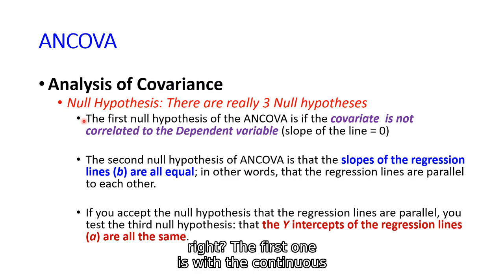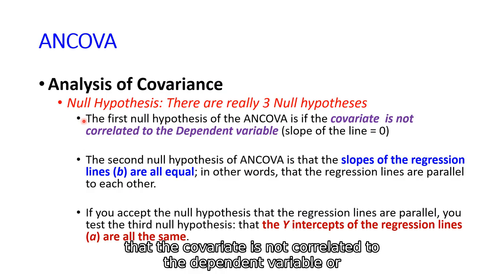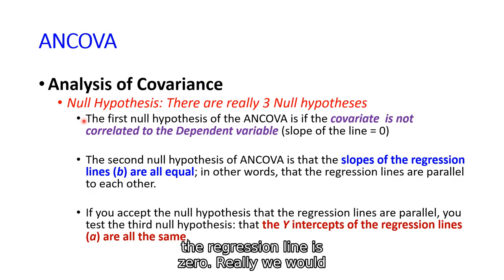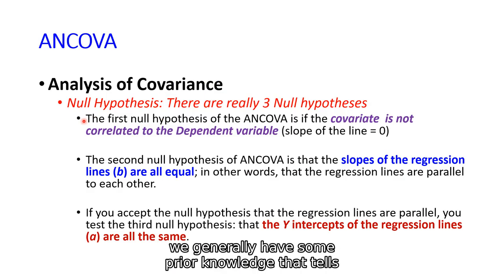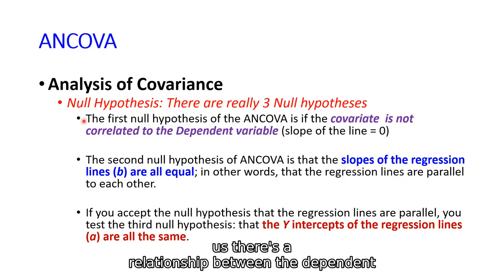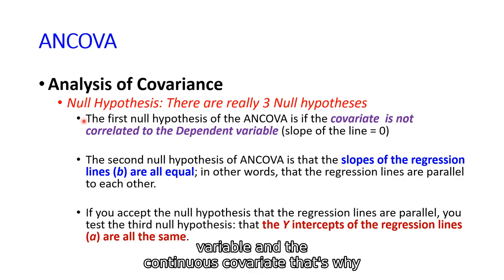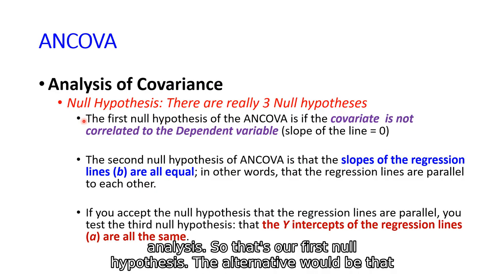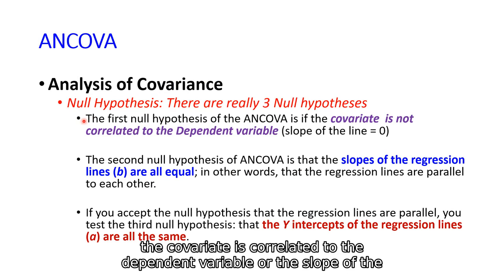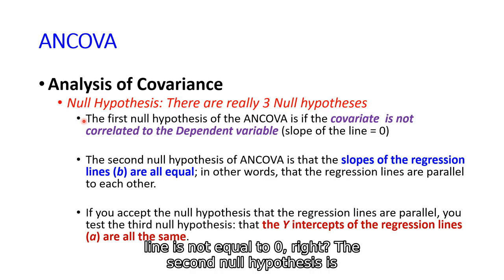The first one is with a continuous covariate. So the null hypothesis is that the covariate is not correlated to the dependent variable, or essentially the slope of the regression line is 0. Really we generally have some prior knowledge that tells us there's a relationship between the dependent variable and the continuous covariate. That's why we're using it as a covariate, right? But we still have to evaluate that parameter in our analysis. So that's our first null hypothesis. The alternative would be that the covariate is correlated to the dependent variable, or the slope of the line is not equal to 0, right?